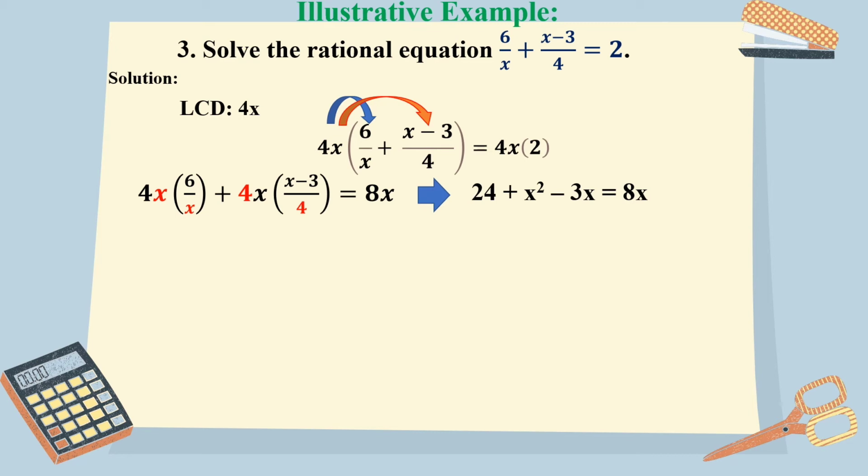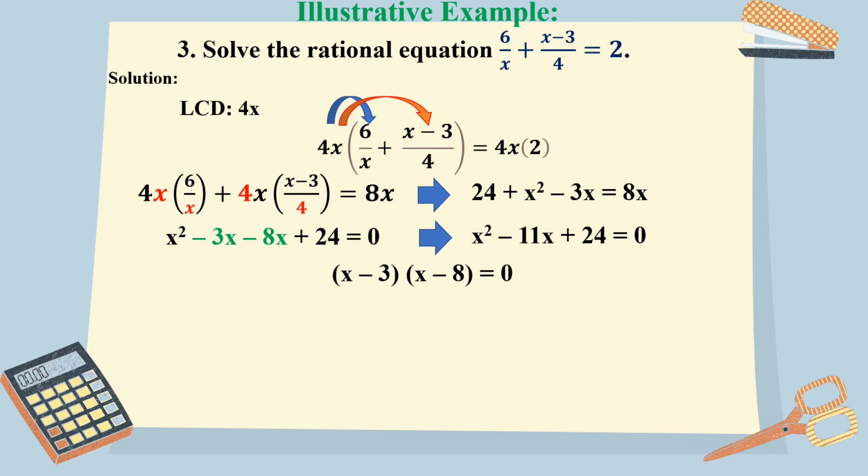And then, x times negative 3 is equal to negative 3x. And then copy 8x. And then simplify, combine like terms. We have like terms which is negative 3x and negative 8x. So it will become x squared negative 3x minus negative 8x is equal to negative 11x plus 24 is equal to 0. Again, think of a number that is a factor of 24 and sum of negative 11. Correct. Negative 3 and negative 8.